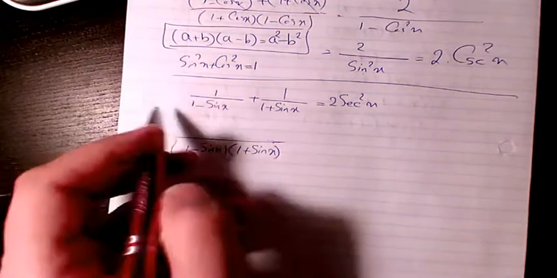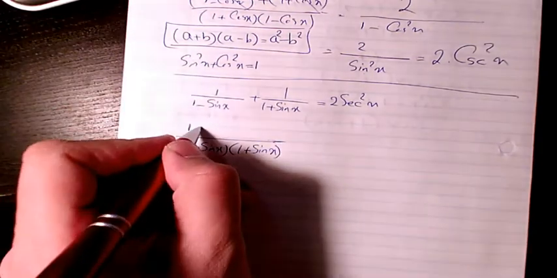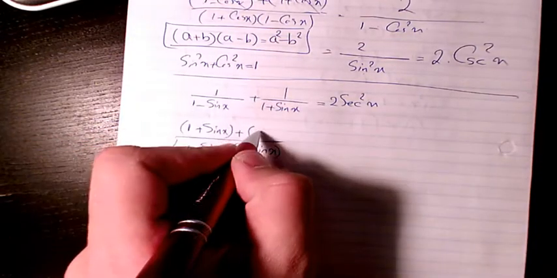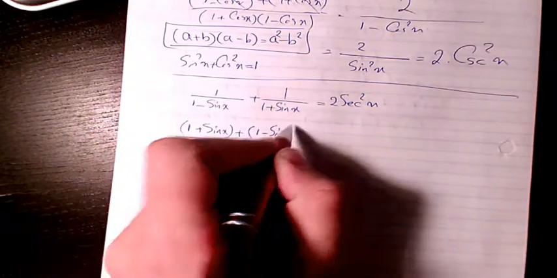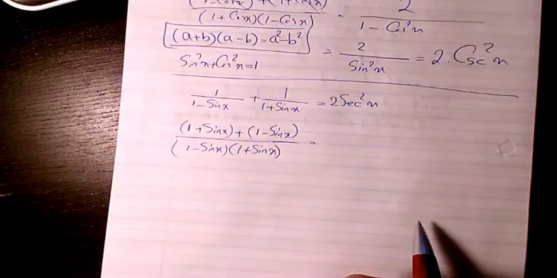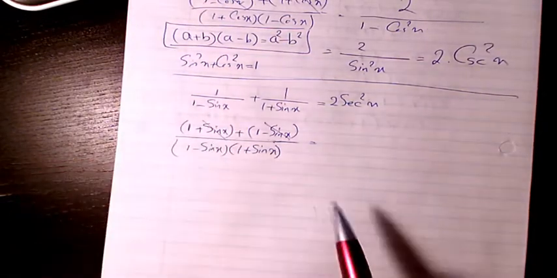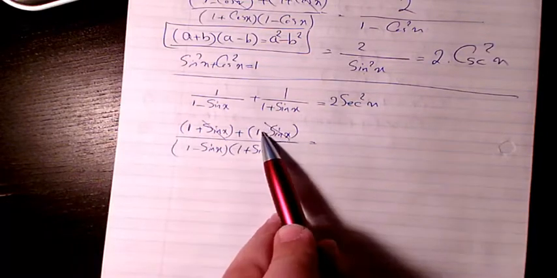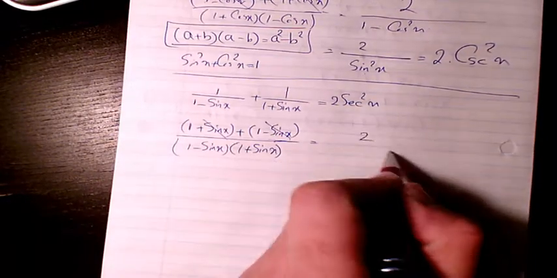So here for the numerator, it's going to be multiplied by this guy here. It's going to be 1 plus sine x plus, for these two, 1 minus sine x. And as you see here, this sine x and sine x cancel out because plus and negative cancel out. And we have 1 and 1. 1 plus 1 is going to be 2.